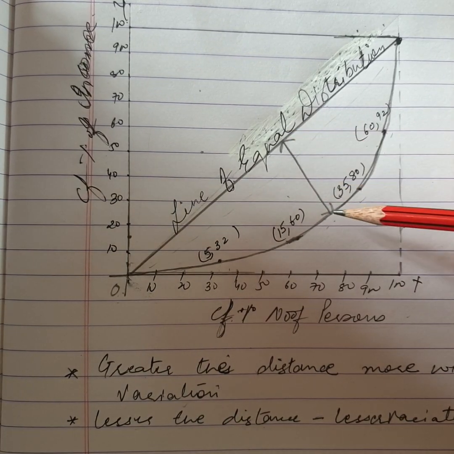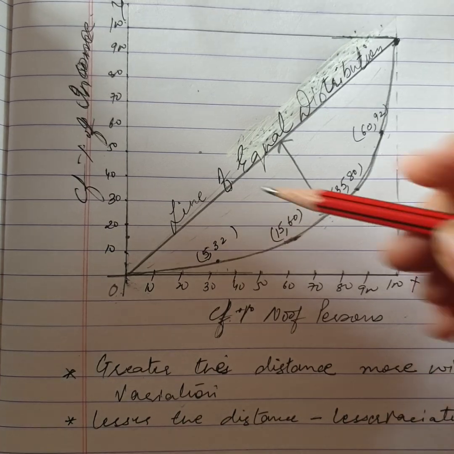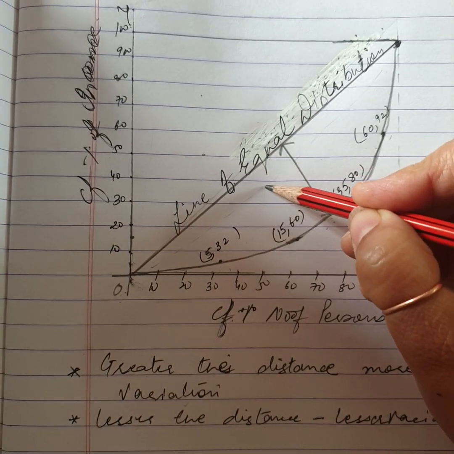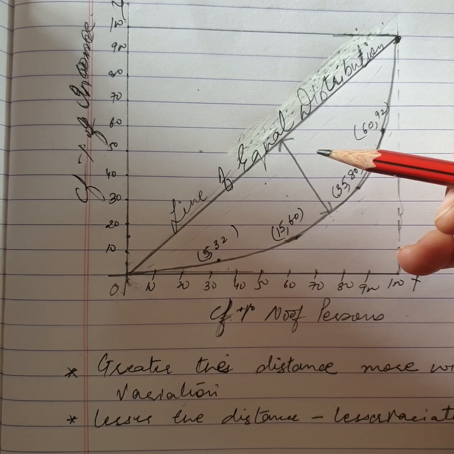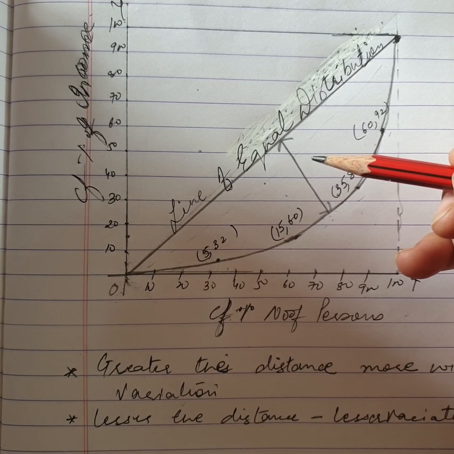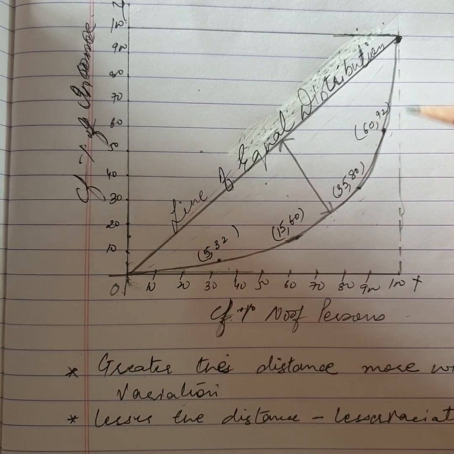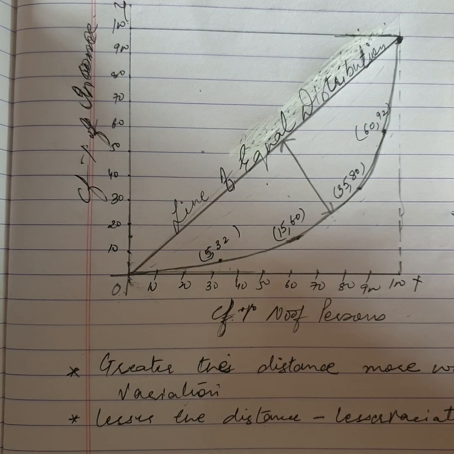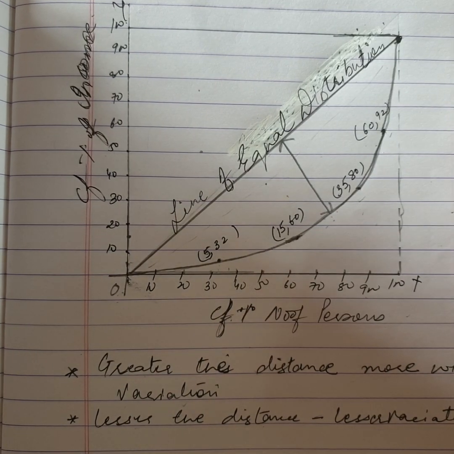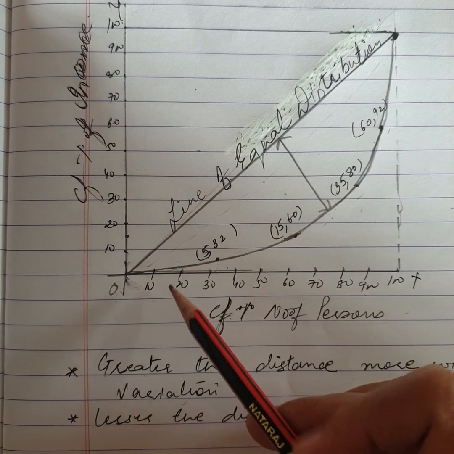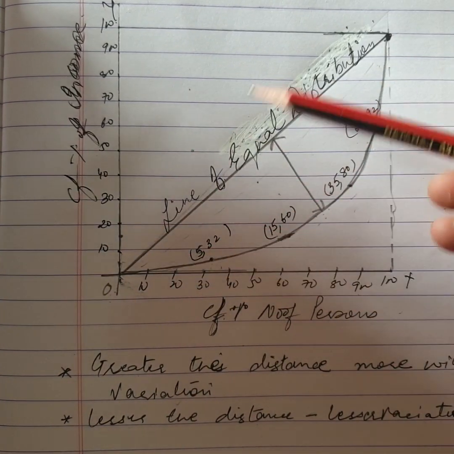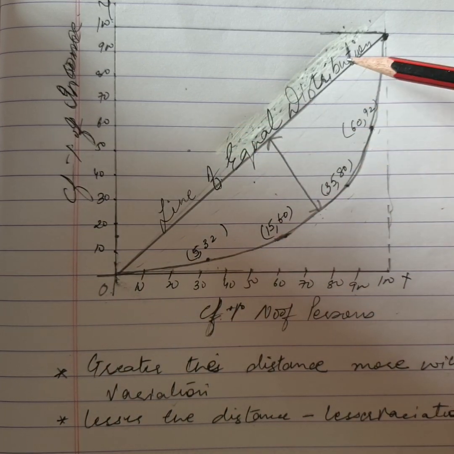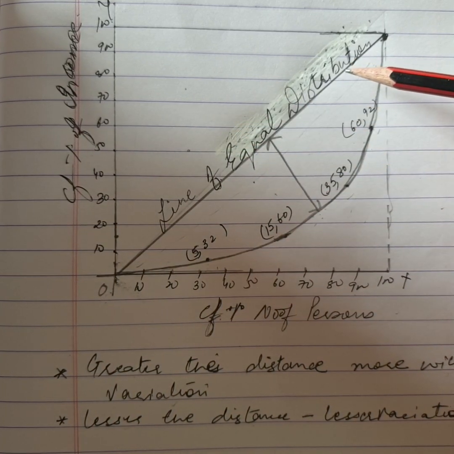If this distance is more, variations are more. If this distance is less, variations will be less. I hope you have understood this topic very well, and it's very easy. You can draw it in your notebook or on your graph, it's up to you. But remember that it should be below this line, not above, and it should not cross the line of equal distribution.